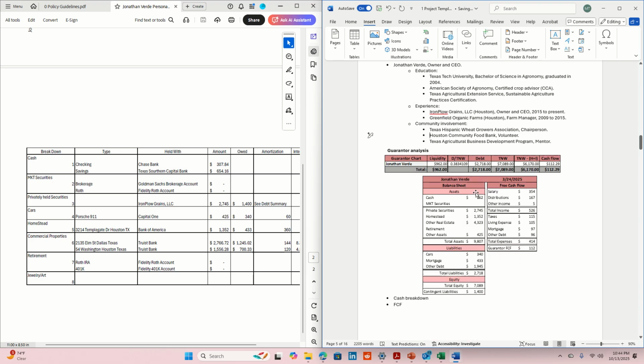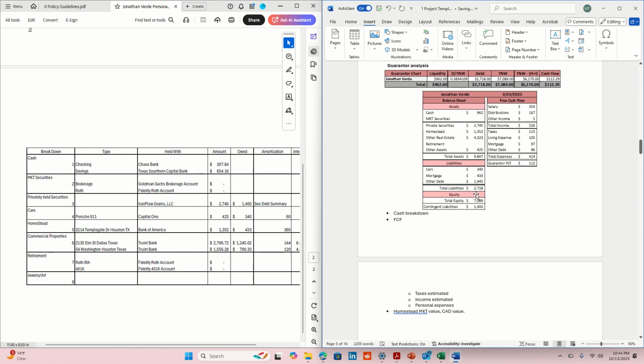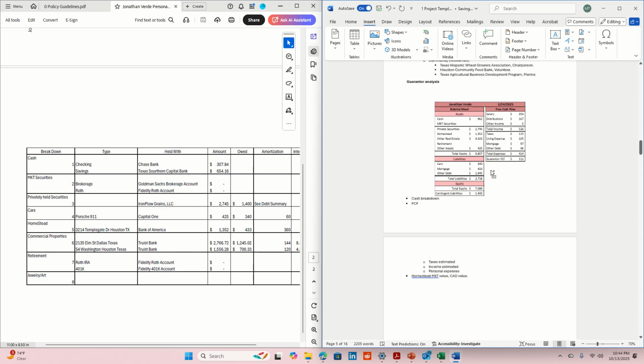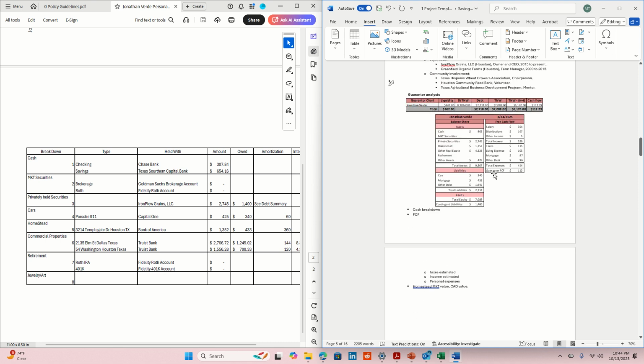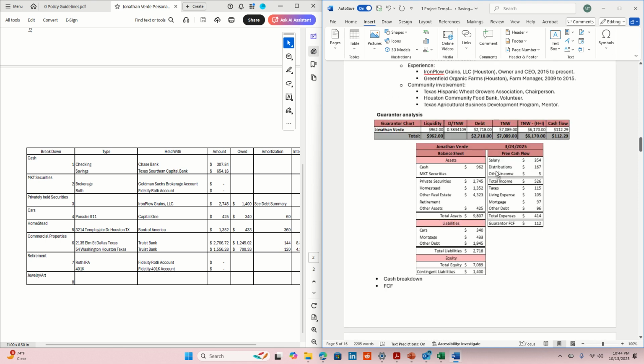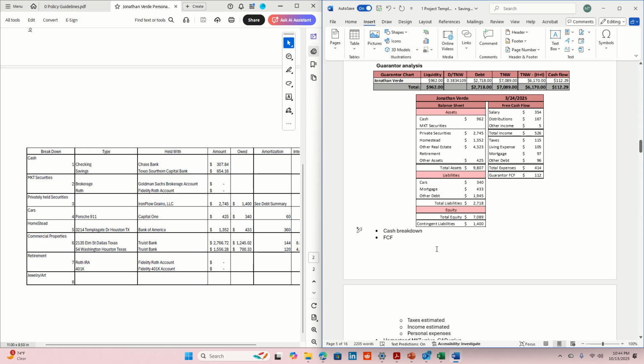Guarantor analysis, right? So where are all their assets being held? Where are they getting these things from? Okay, that's what we want to know now. Cash breakdown, simple. And some of you guys are going to have marketable securities. I want you to break down marketable securities the same way I'm going to break down cash.